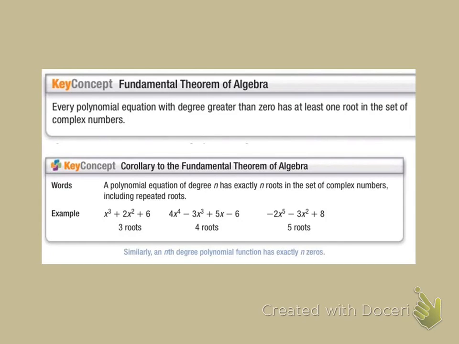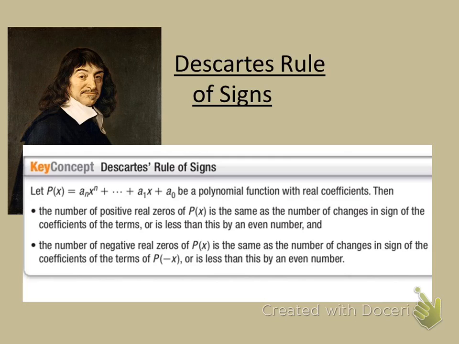Okay, what we're going to do next, we're going to talk about very briefly, okay? What a good looking man. Okay, that is Rene Descartes. And this is what he came up with. It's called Descartes' Rules of Signs. Don't write the words, it'll just confuse you, to be honest.